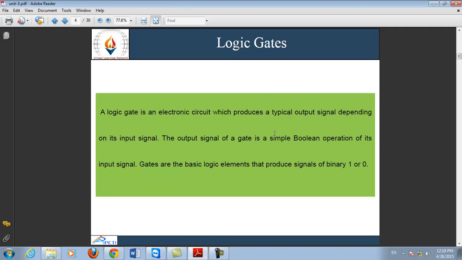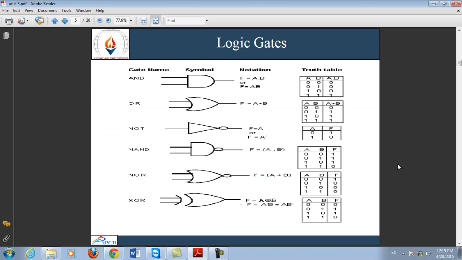We have different types of gates available to build a combinational circuit or sequential circuit. We will talk about these gates in this session. The common gates are AND gate, OR gate, NOT gate. These are the basic gates. Then NAND gate and NOR gate. These two are universal gates, and after that XOR gate and XNOR gate. Now first is AND gate.